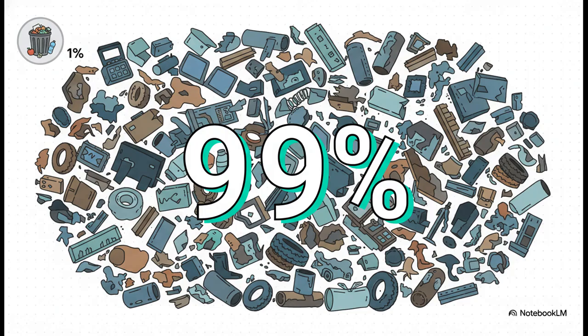Now get ready for this, because the statistic is pretty mind-blowing. When we think about trash, we usually picture our kitchen garbage can, right? Well, all that municipal waste only makes up about 1% of all the solid waste in the U.S. A staggering 99% of it comes from those non-municipal sources. That just totally flips the script, doesn't it?